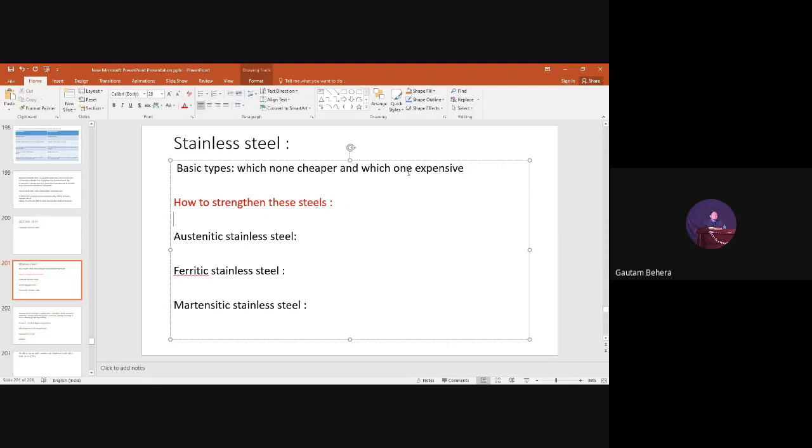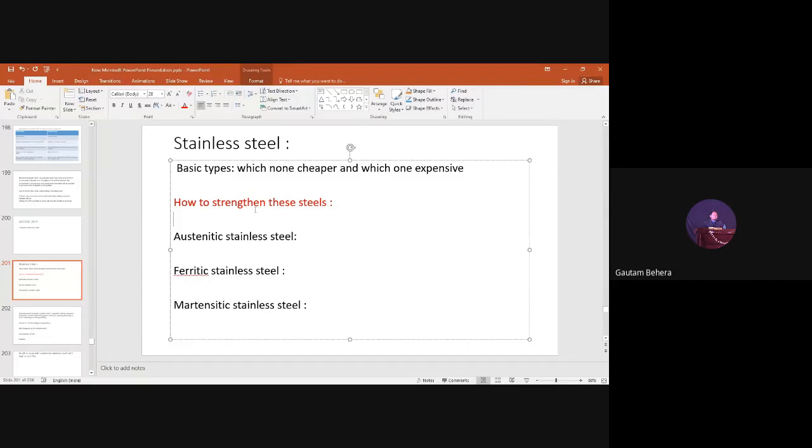If you talk about the cost of these stainless steels, you can understand martensitic stainless steels are somewhat cheaper. But if you look into the ferritic stainless steel, the precipitation hardenable stainless steels and austenitic stainless steels, they are expensive because the amount of alloying element is more and different alloying elements are there, right? That's why it is more expensive. But the cheaper one is martensitic stainless steel.